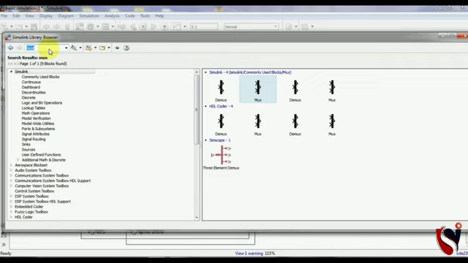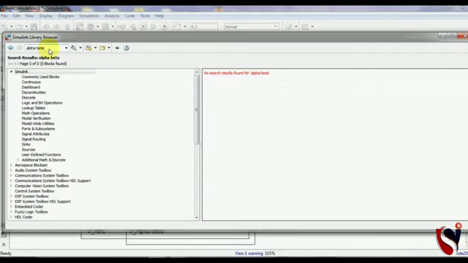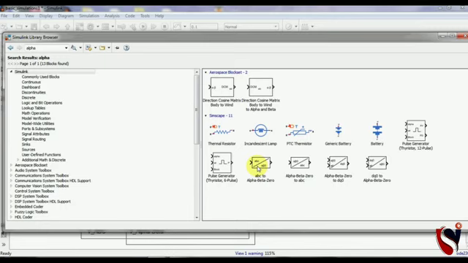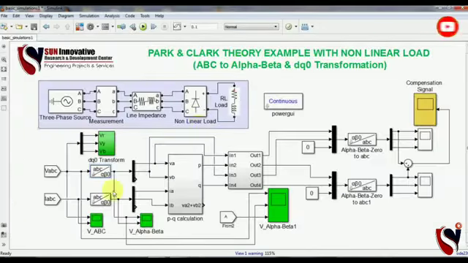This block you can get from the Simulink library browser like this: alpha beta, or you can write alpha beta transformation. So you can see here ABC to alpha beta 0, and this block is used to design your simulation in this way.